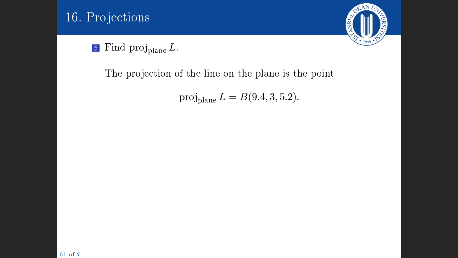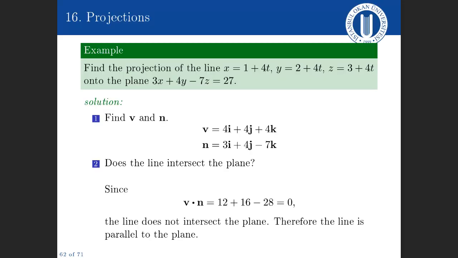Let's do another example. Find the projection of this line onto this plane. Start the same way, find V and N, and then answer the question, does the line intersect the plane? To answer that, we do V dot N, and this time we get 0. That tells us that the line does not intersect the plane. The line is parallel to the plane.